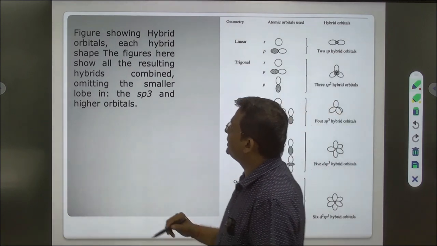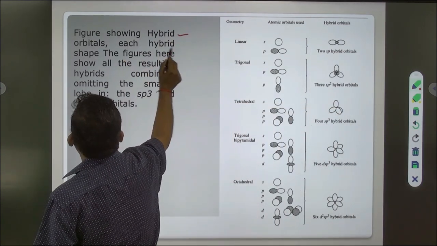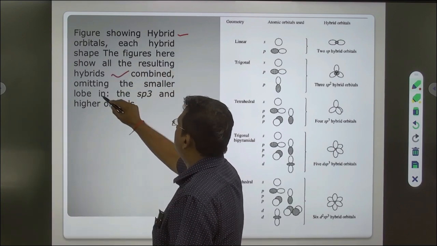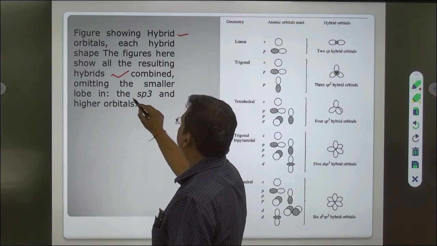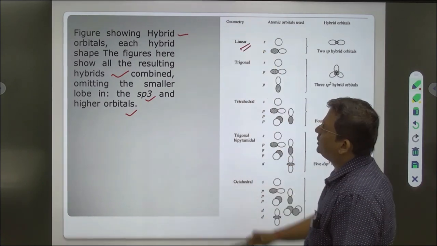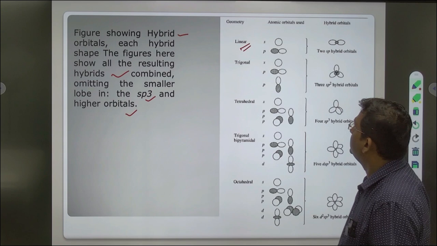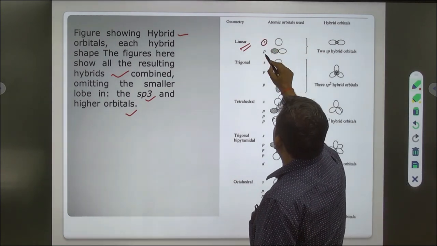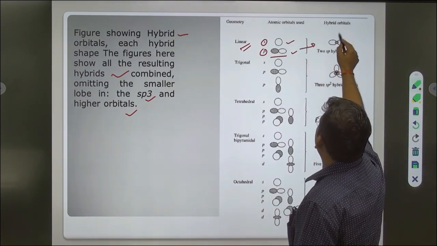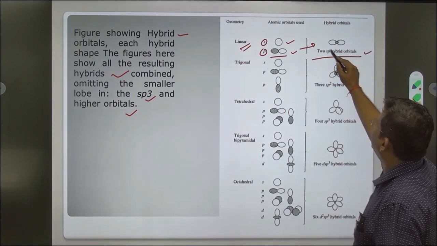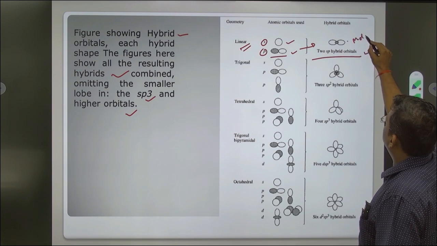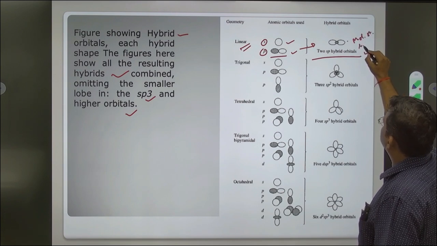When hybridization takes place, each hybrid orbital has a shape; the figure shown here gives all the resulting hybrid combinations, omitting the smaller lobe in sp3 and higher orbitals. Here the theory of hybridization, VBT, is given. These are the s and p orbitals. They combine to form sp hybrid orbitals, and this gives a linear molecular structure.